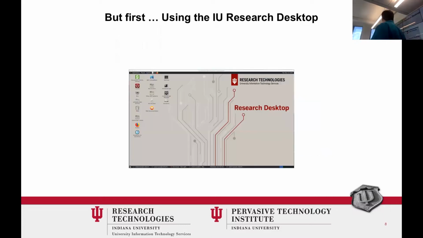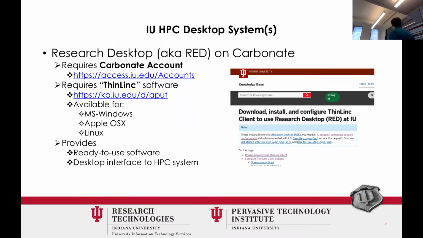Before we get there though, for those of you who have an account on RED, this is what the desktop looks like. It's basically a supercomputer that's housed over near 10th and the bypass, and it has these windows that let you access it as if it were a desktop.